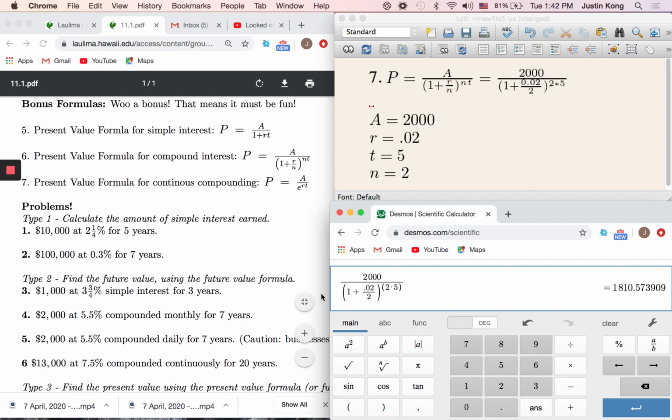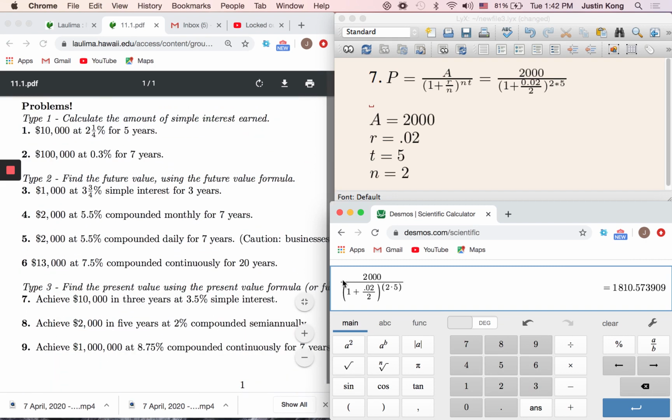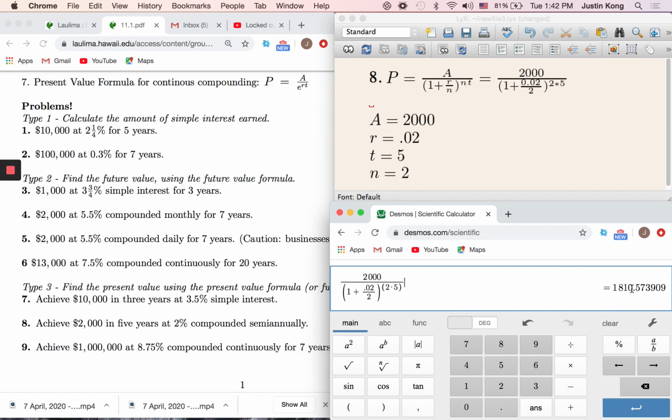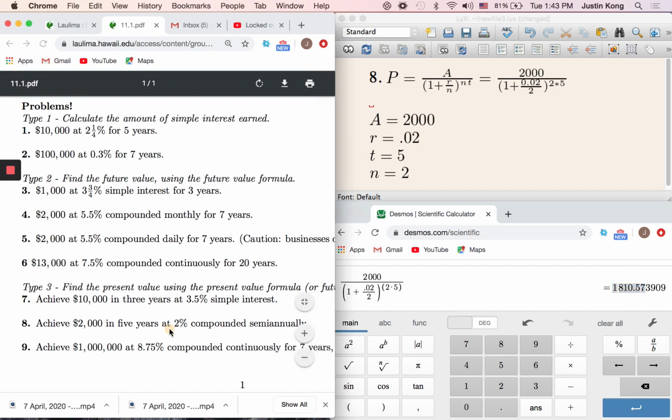So this will be number 7 answer. I'm sorry, this is number 8. I forgot to change the number. This is number 8: 2% semi-annually, $2,000. So this tells me I should invest $1,810.57 roughly in order to end up with that.